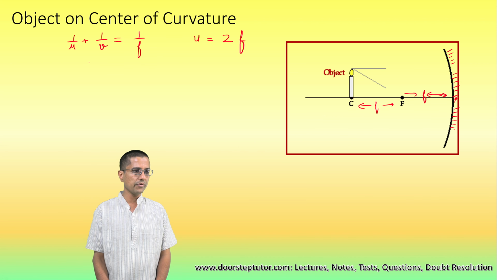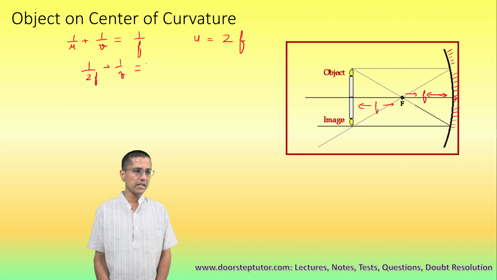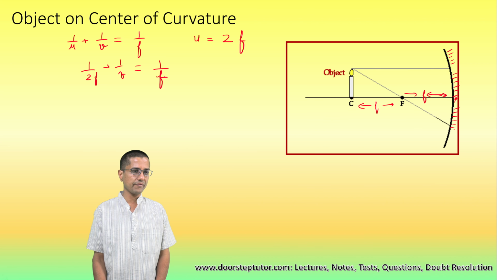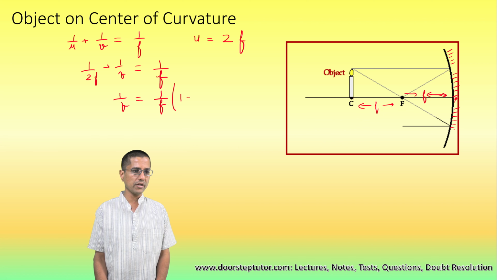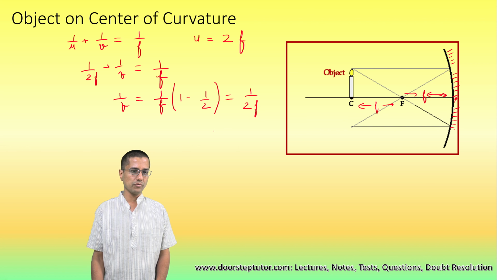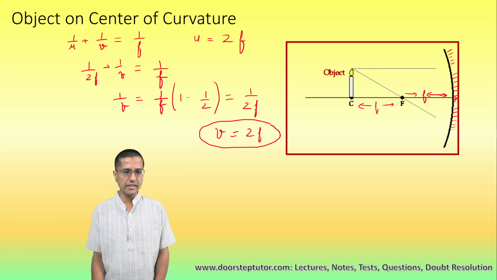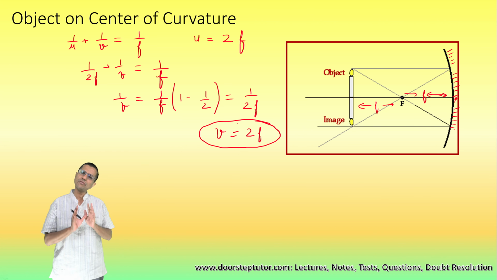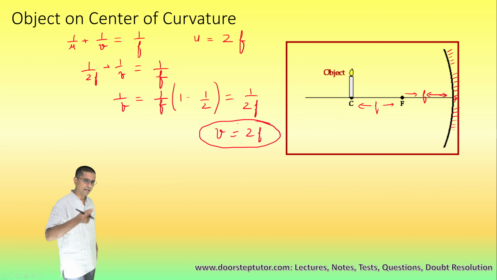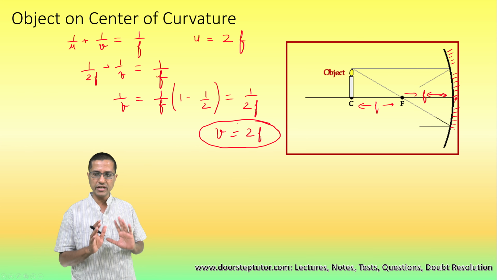Now we write here: 1 by 2f plus 1 by v is equal to 1 by f. So our 1 by v would come out to be 1 by f into (1 minus 1 by 2), and this is nothing but 1 by 2f. So our v comes out to be 2f, and 2f is nothing but our center of curvature, that is, twice the focal length. Very simple. We were able to apply this mirror equation in this particular case.